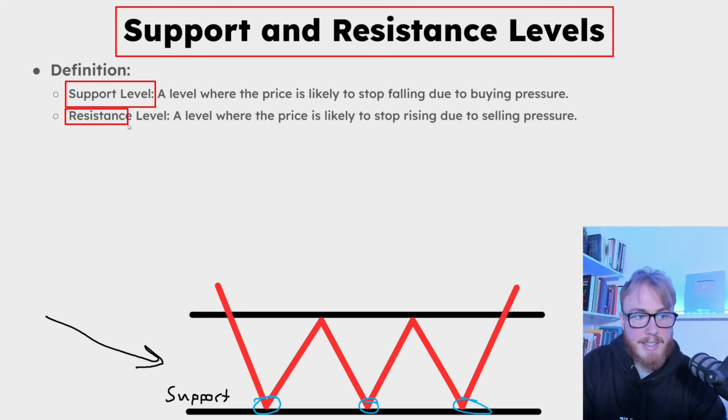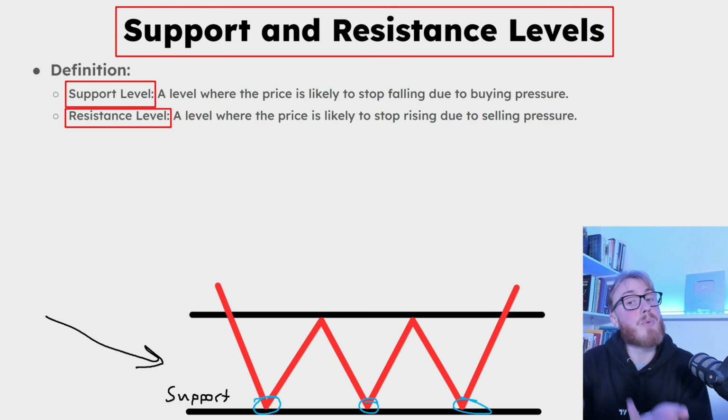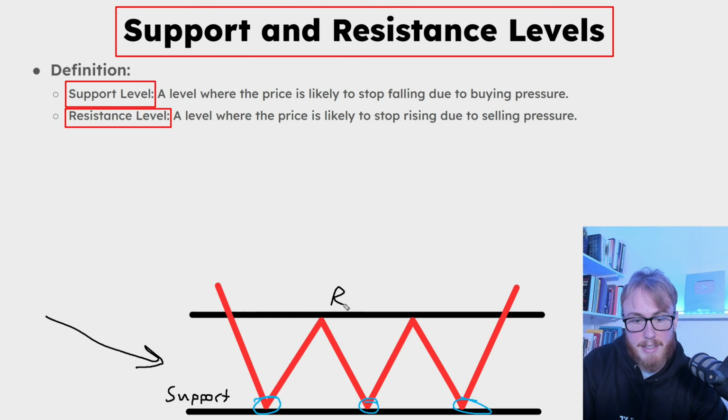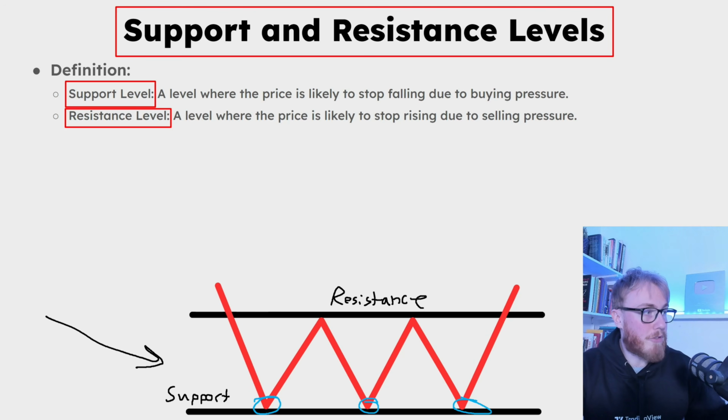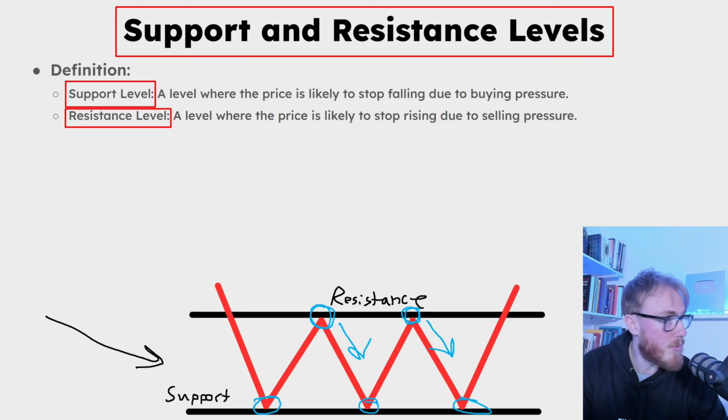And what about a resistance level? Well, a resistance level is basically the opposite. A resistance is a level where the price is likely to stop rising due to selling pressure. So on this image, this right here would of course be the resistance. You can see the price stopped rising right here. We saw lots of selling pressure coming in, and lots of selling pressure coming in once again right here.